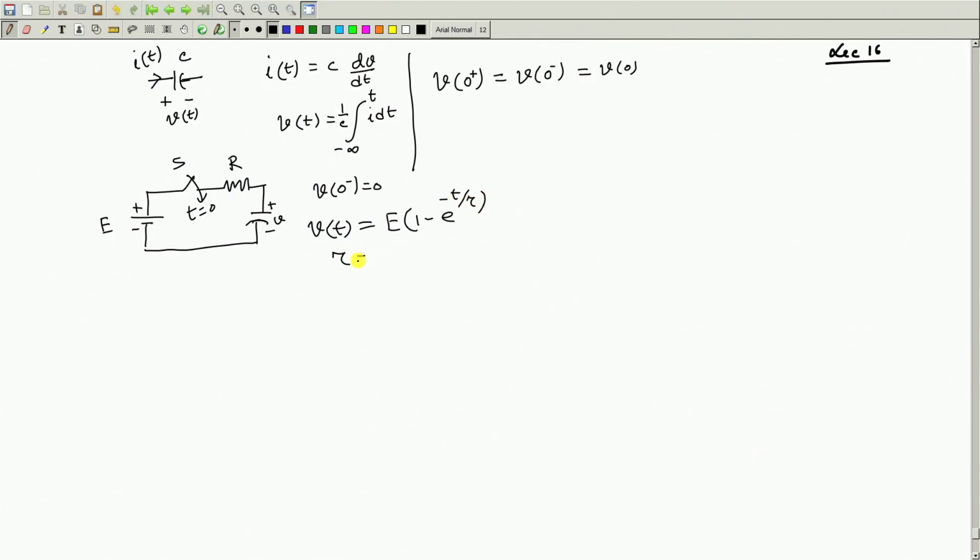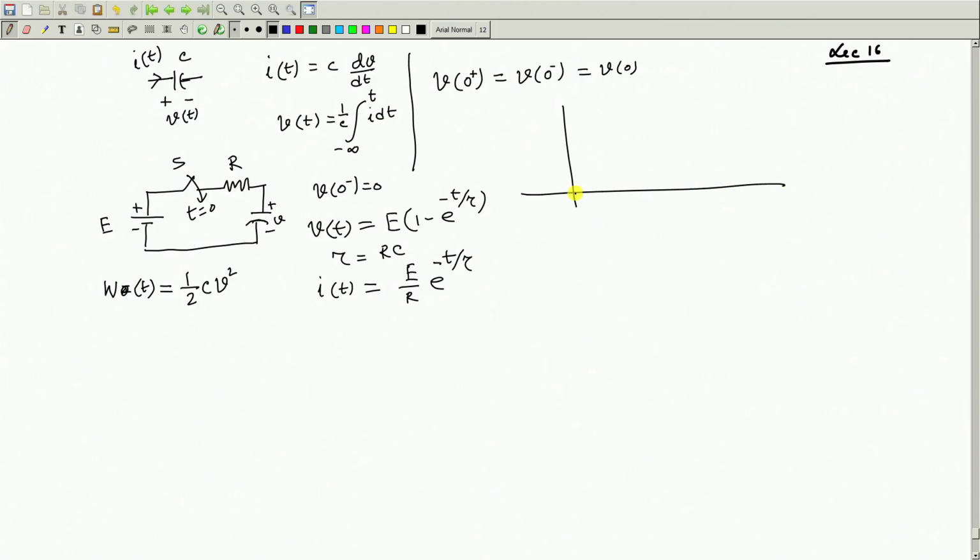Tau is the time constant, which is the product of R and C. Similarly, the expression of the current at any time t will be E by R, and it will exponentially decay, and finally the steady state current will vanish. These things we have seen, and the energy stored in the capacitor at any time t will of course be equal to half C V square, with the instantaneous value of the voltage. In this case, of course, the capacitor will finally charge to this voltage, that is E.